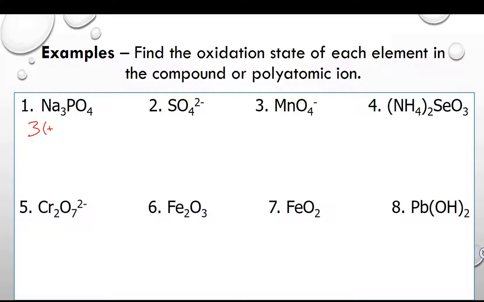I have 3 oxygens, which are -2 each. So 2 times -3 is -6, right?